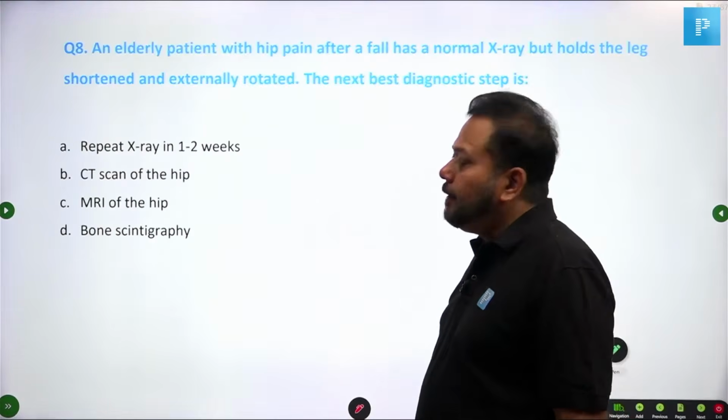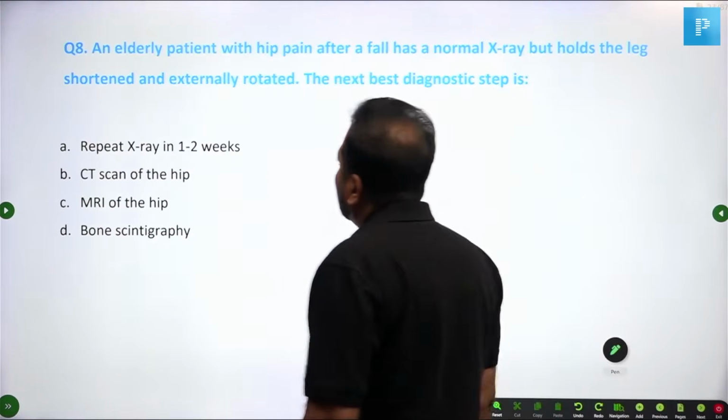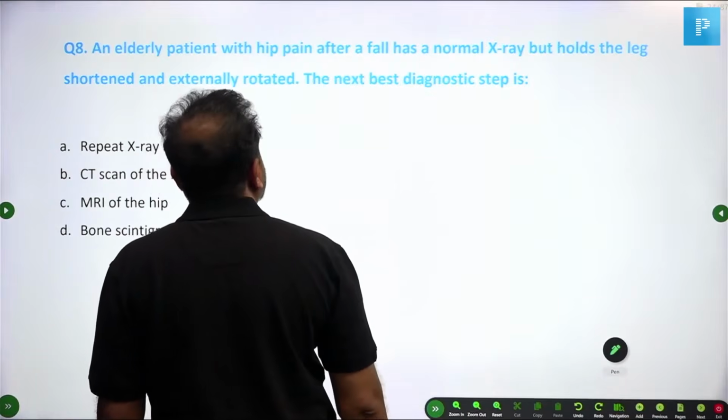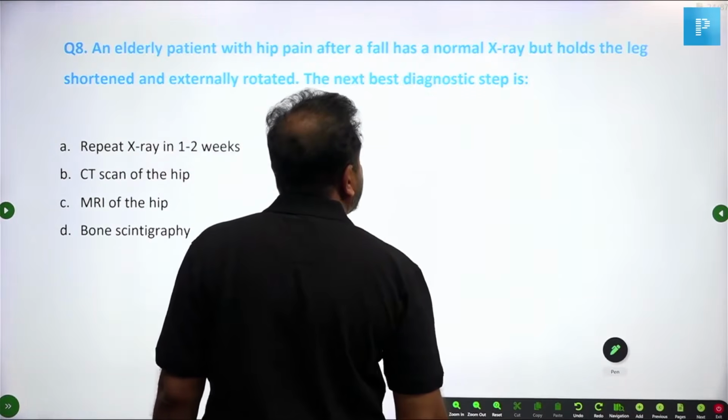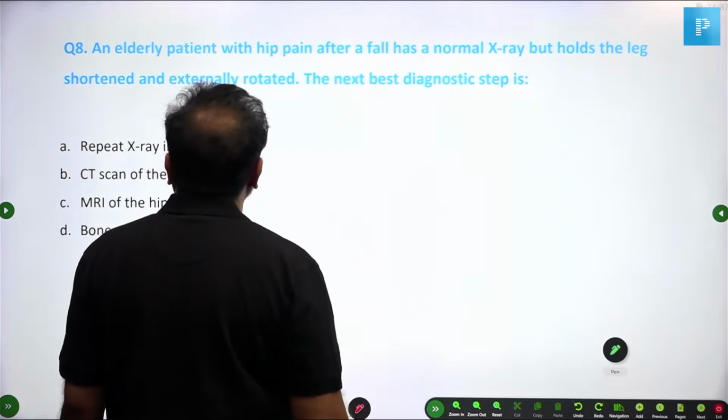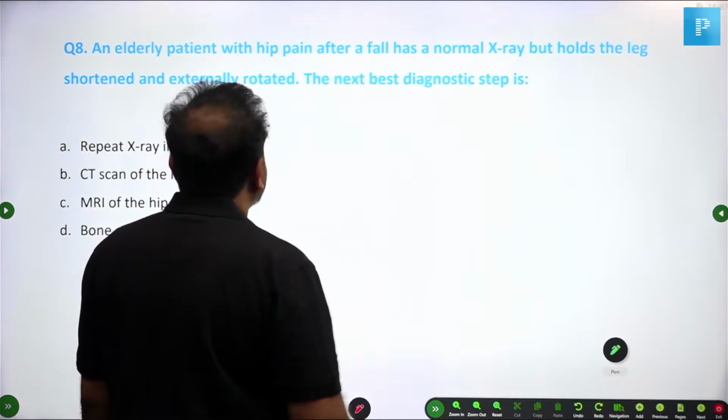Okay? Yes. An elderly patient, we'll go to the 8th question. Elderly patient with hip pain after fall has a normal X-ray but holds the leg shortened and externally rotated. Okay?